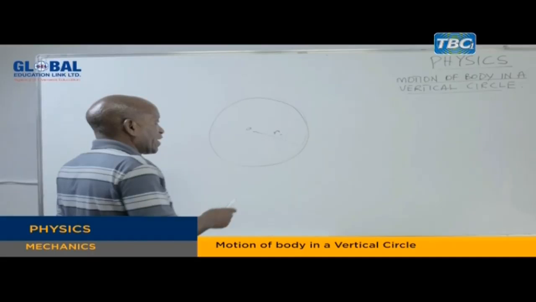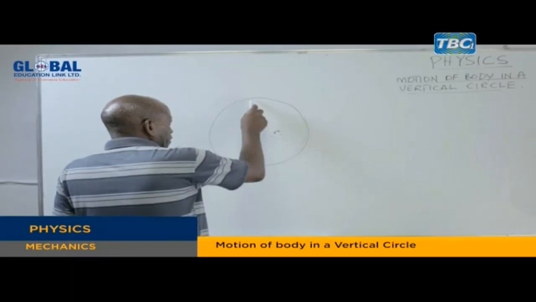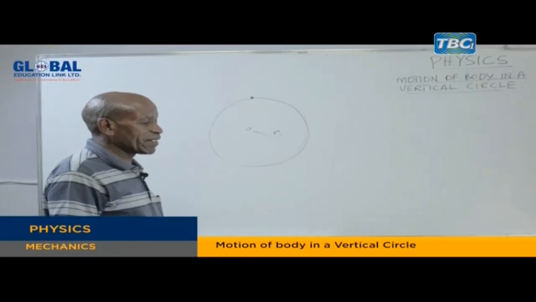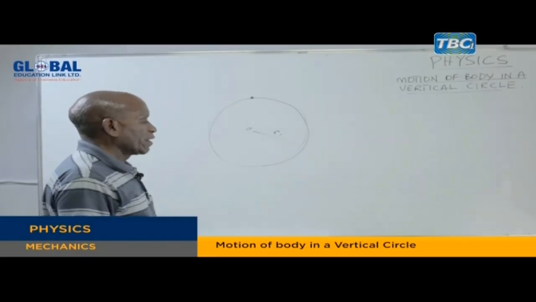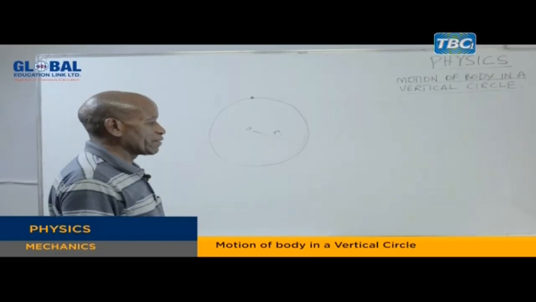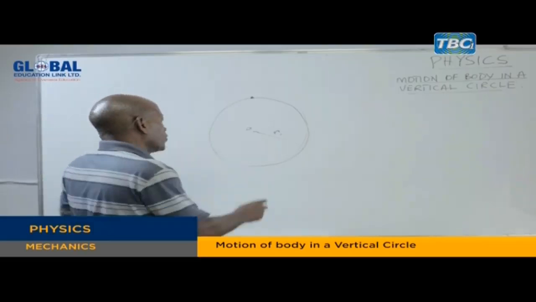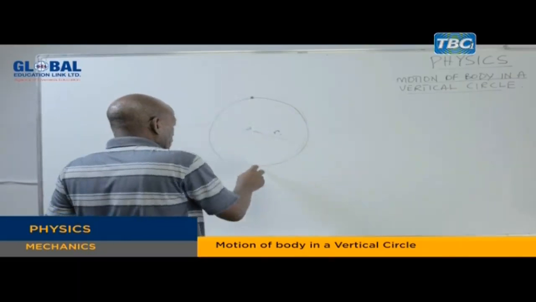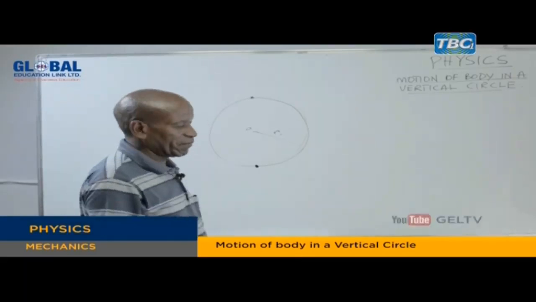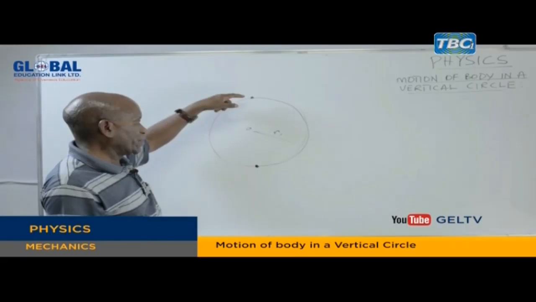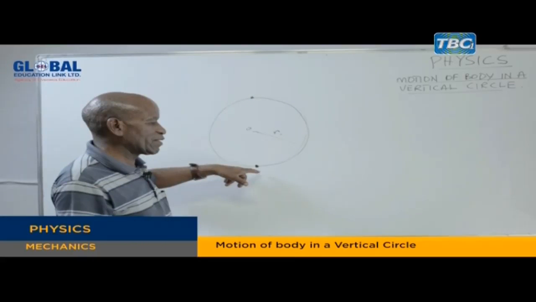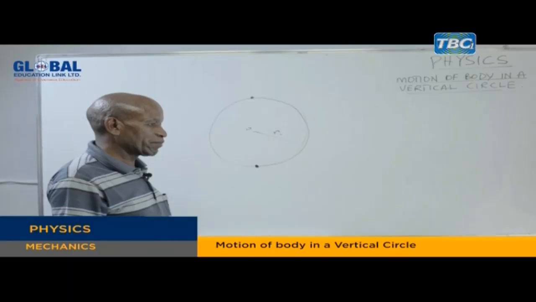And very basically, you need to look at the situation whenever the bucket is passing at the top, and also whenever the bucket is passing at the bottom. So we have the minimum velocity whenever it's passing at the top, as well as the minimum velocity whenever it's passing at the bottom.